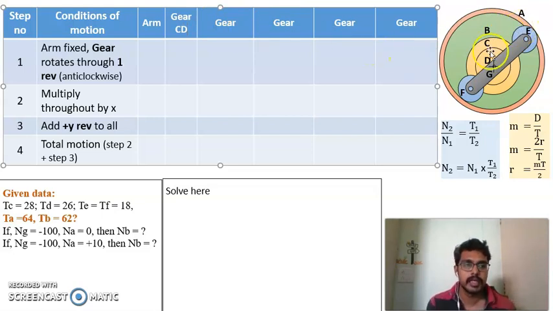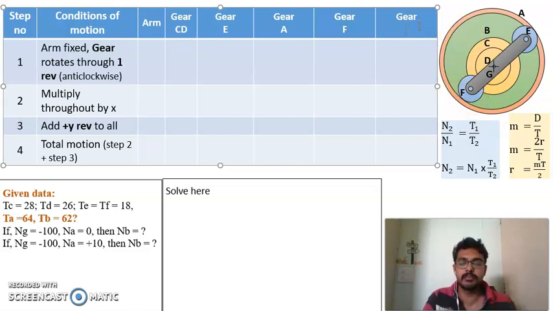Now, gear C is meshing with gear E. So over here, I will write this is for gear E, and gear E is meshing with gear A. So here I will write this is for gear A. Now, gear D that we have over here is meshing with gear F. So this column I will reserve for gear F, and gear F is meshing internally with gear B. So this column will be reserved for gear B.